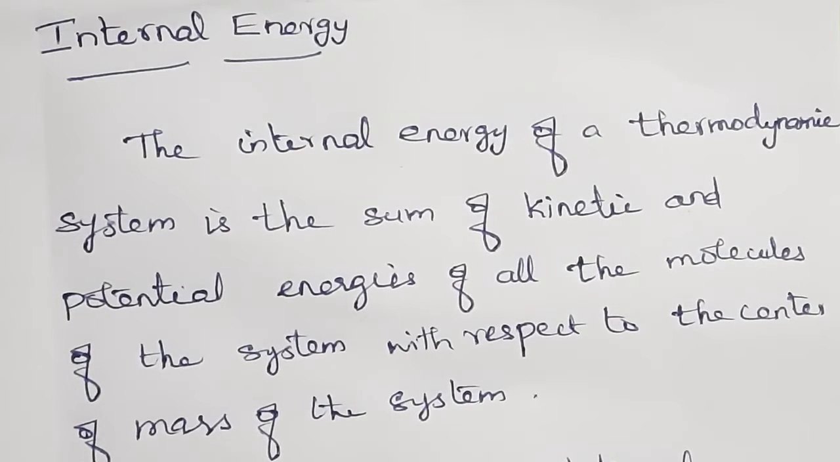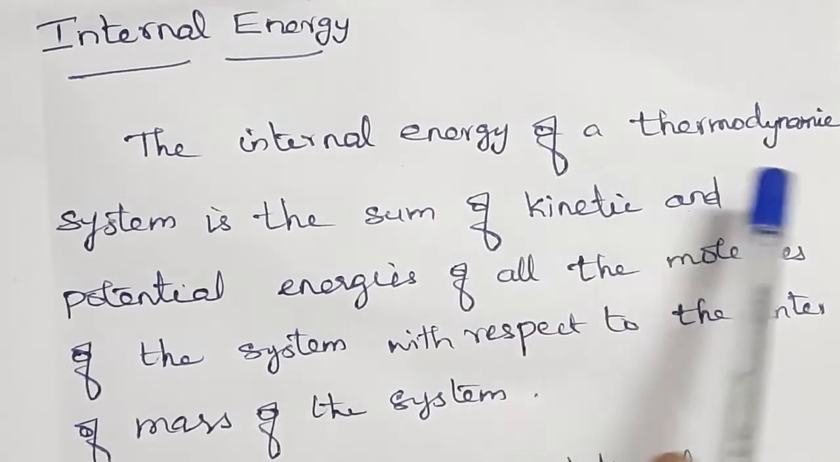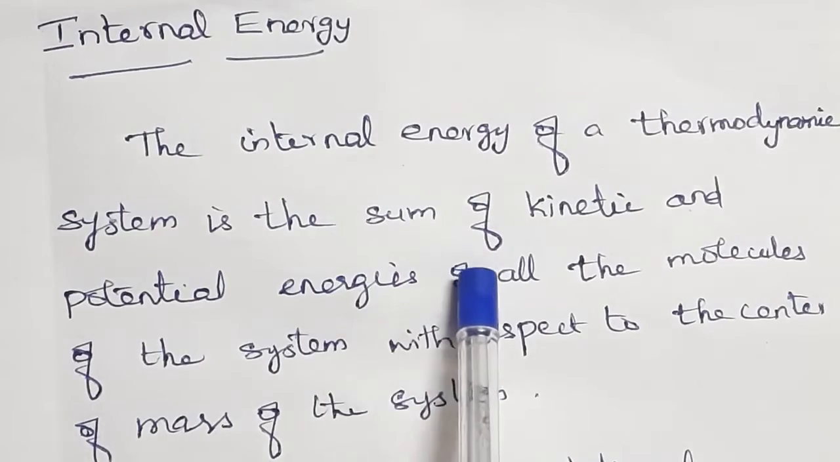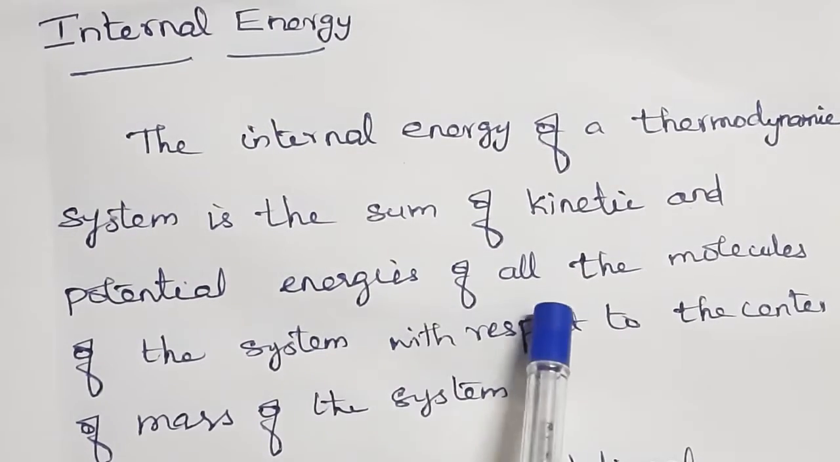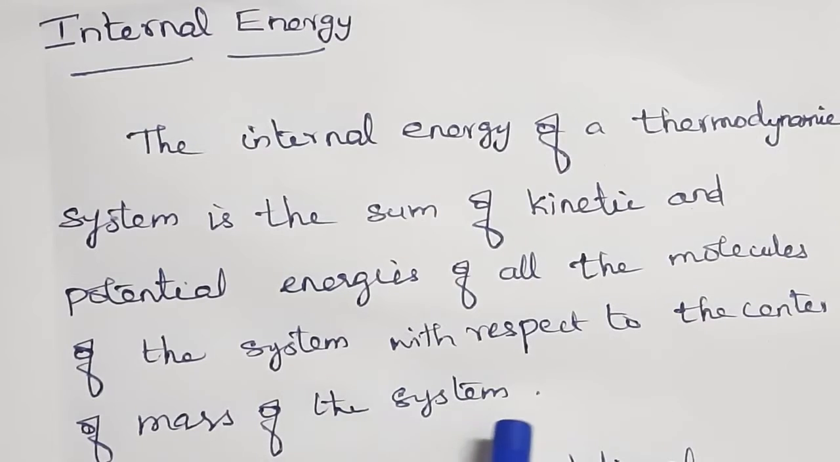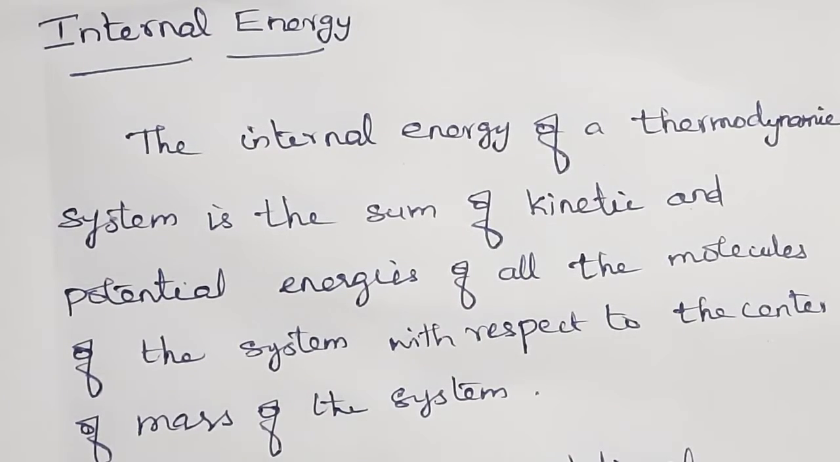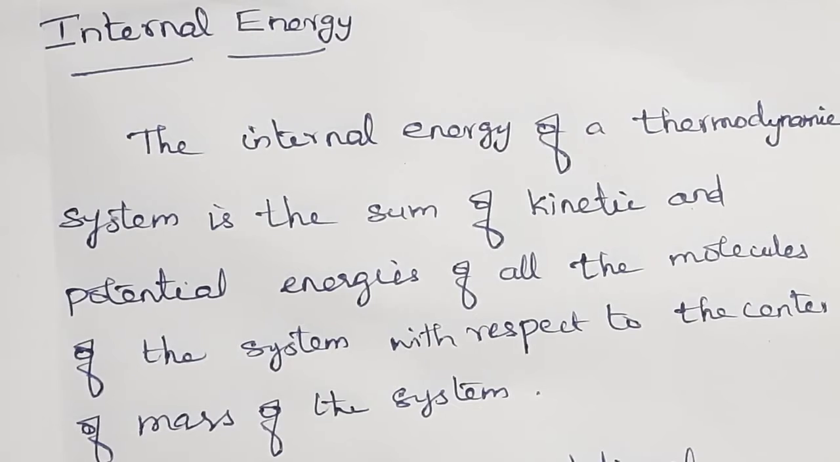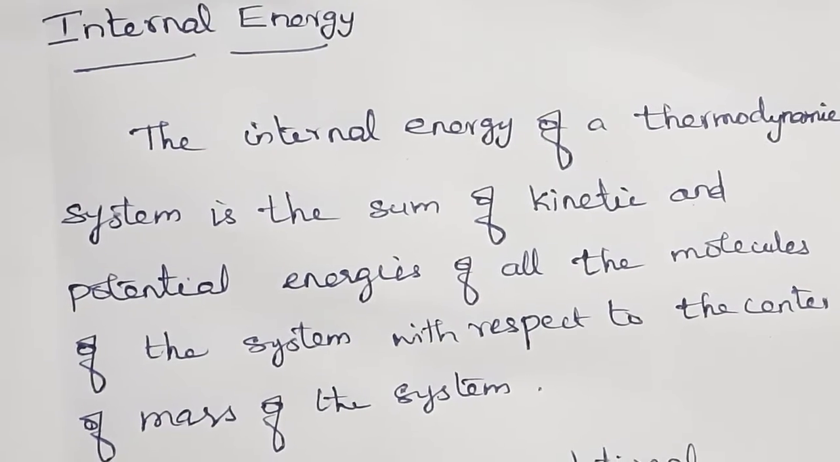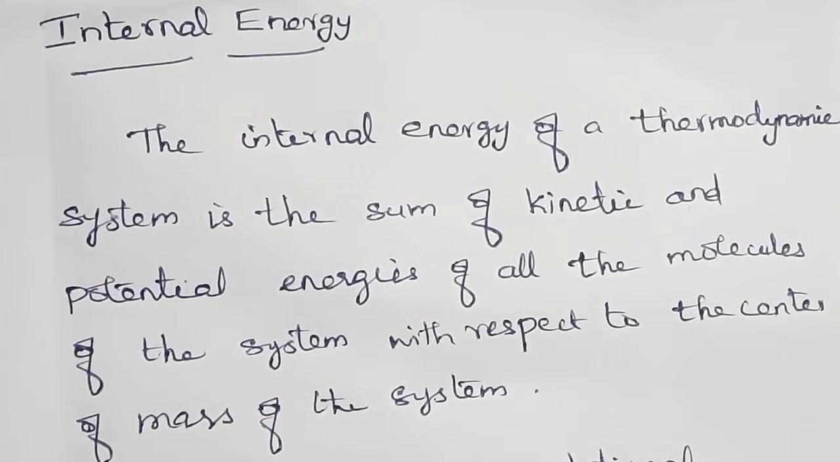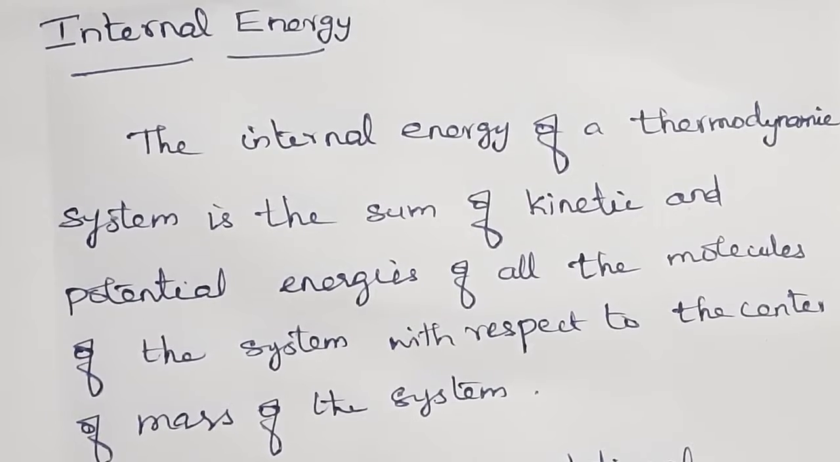What is the internal energy of a system? The internal energy of a thermodynamic system is the sum of kinetic and potential energies of all the molecules of the system with respect to the center of mass of the system.